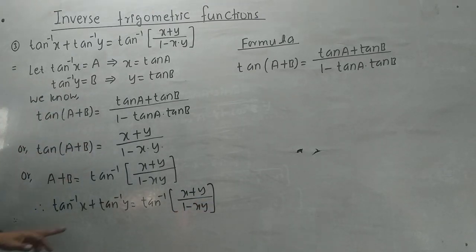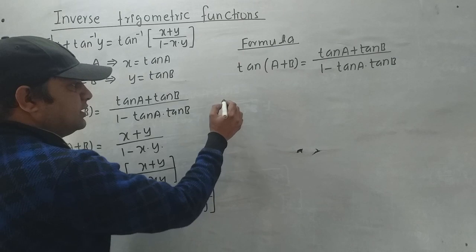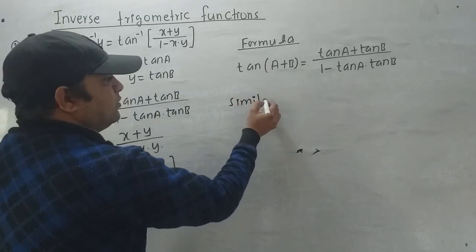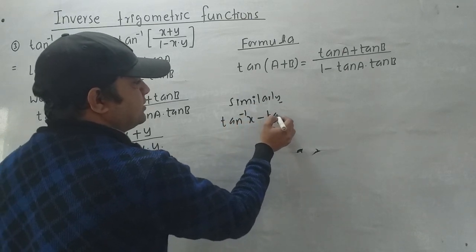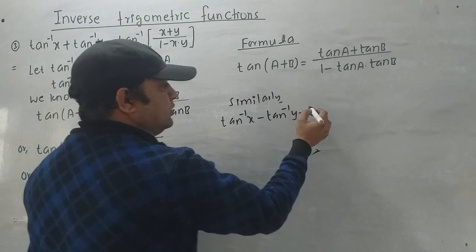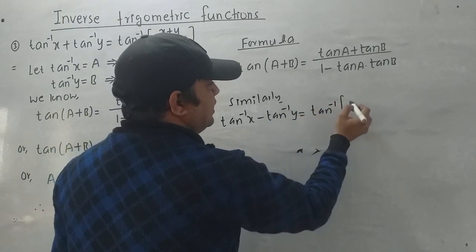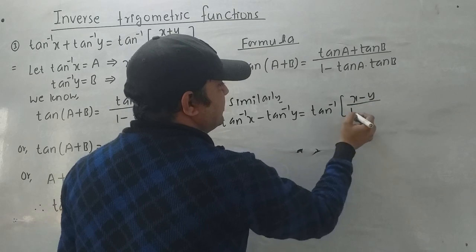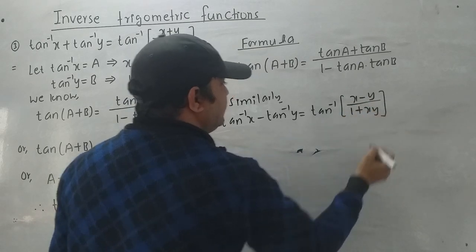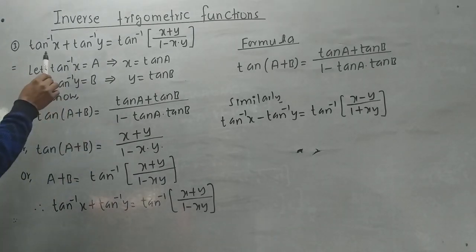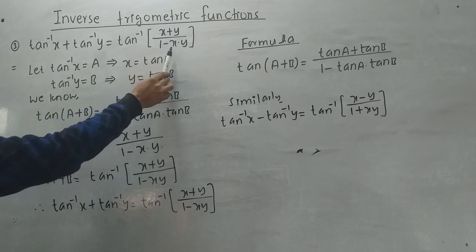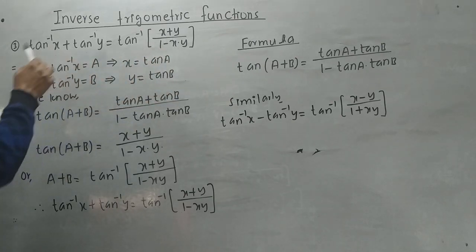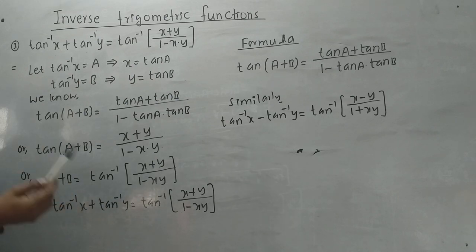So after that here it is plus. Let me write the formula for tan inverse x minus tan inverse y. Similarly, tan inverse x minus tan inverse y will be tan inverse of x minus y whole divided by 1 plus xy. So be confident that tan inverse x plus tan inverse y is tan inverse of x plus y whole divided by 1 minus xy, and this formula will be applicable in the further coming exercise.